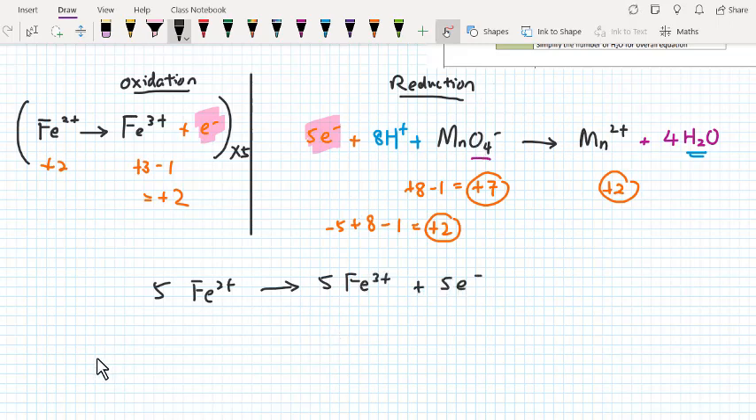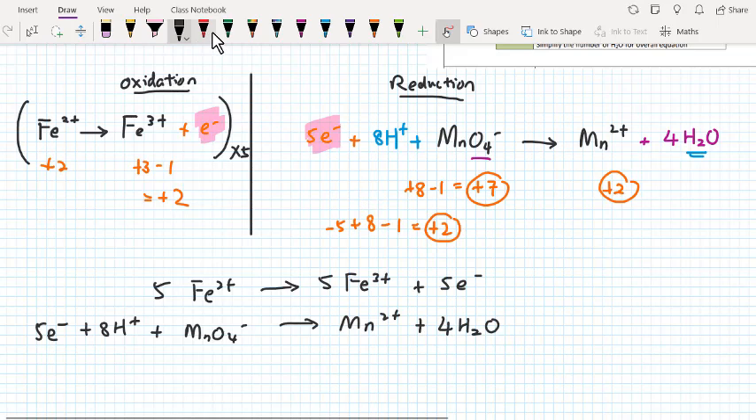For the reduction side, no problem. We just copy back exactly the same thing from our balanced half equation just now: plus MnO4- into Mn2+ and also 4H2O. So now you can see on our left 5 electrons, on the right 5 electrons. When you add up both of these equations, you can simply cancel them off. The criteria for cancelling off between both half equations: one must be on the right and the other on the left, so you can cancel. If they are on the same side, then we add them up together.